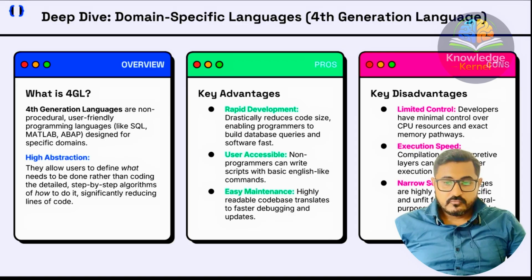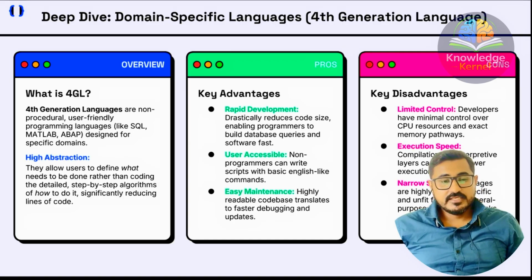But when it comes to fourth generation languages, they are domain-specific languages. Otherwise, these languages are designed particularly to perform in a particular field or domain. For example, image processing, database management, or data visualization, etc. For example, SQL is used particularly in database management systems. MATLAB is used for matrix math and engineering or data visualization. ABAP is used for enterprise systems, etc.